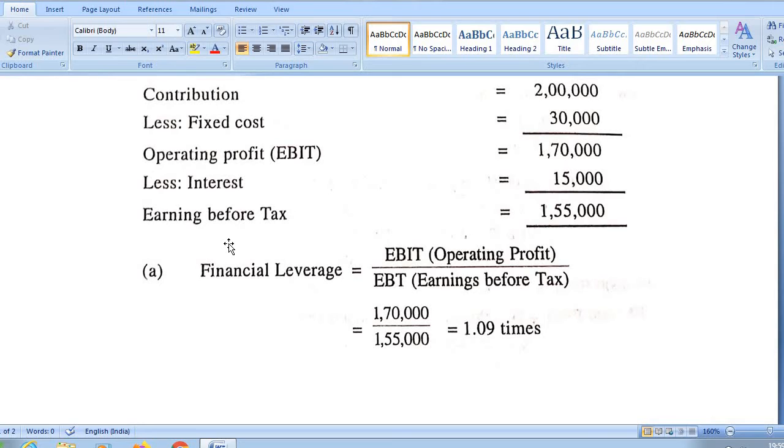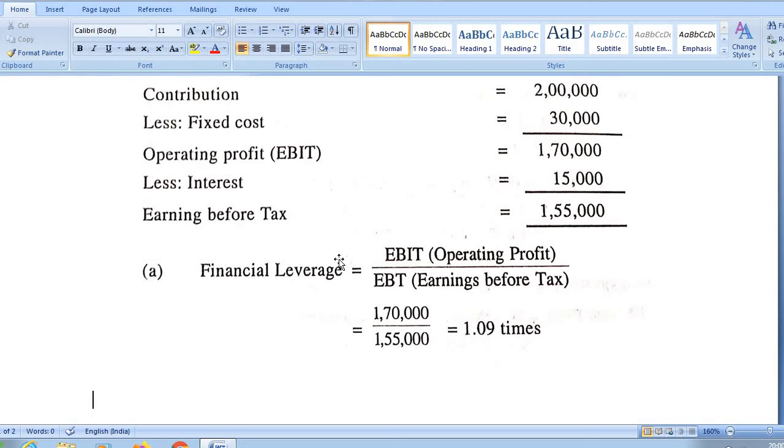If you calculate up to earning before tax, it is enough to calculate the leverages, both operating as well as financial leverage. Whereas if you want to calculate the earning per share, then we proceed further. That is less tax, then less preference dividend, then we will arrive at the amount available to equity shareholders. Let us go for the calculation of financial leverage. Once you are done with the preparation of the master table, then you go for the calculation of financial leverage.